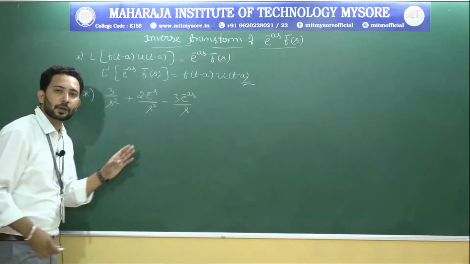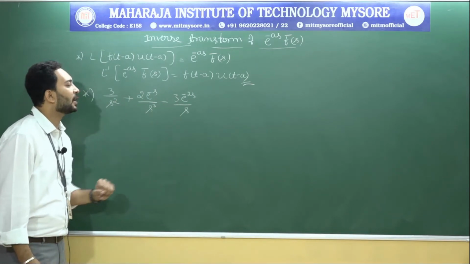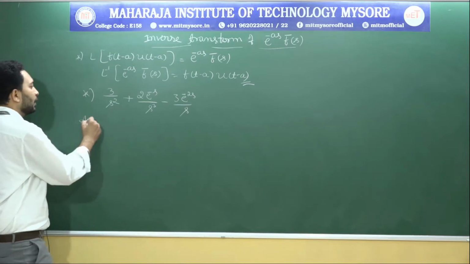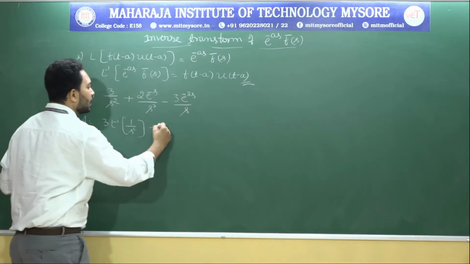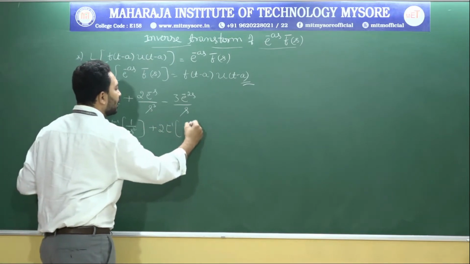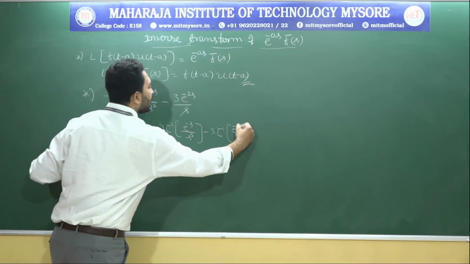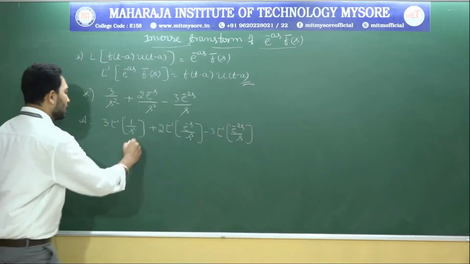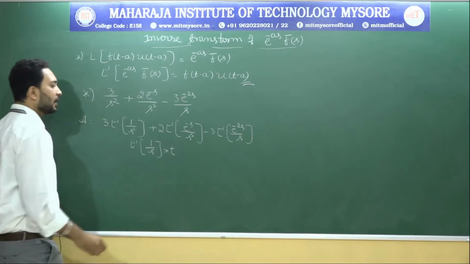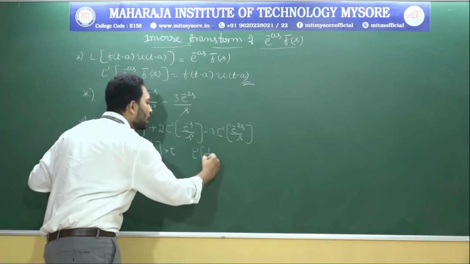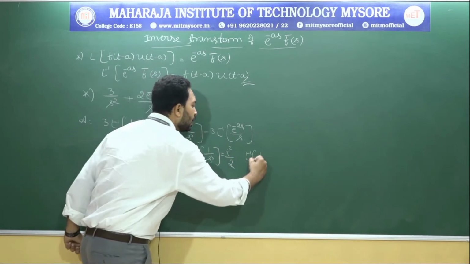For example, look here, we have 3 by s square plus 2 e power minus s by s cube minus 3 e power minus 2s by s. What is the Laplace inverse for this? 3 into Laplace inverse of 1 over s square, plus 2 into Laplace inverse of e power minus s into 1 over s cube, minus 3 into L inverse of e power minus 2s divided by s. So what is L inverse of 1 over s square? It is t. What is L inverse of 1 over s cube? It is t square by 2. What is L inverse of 1 by s?